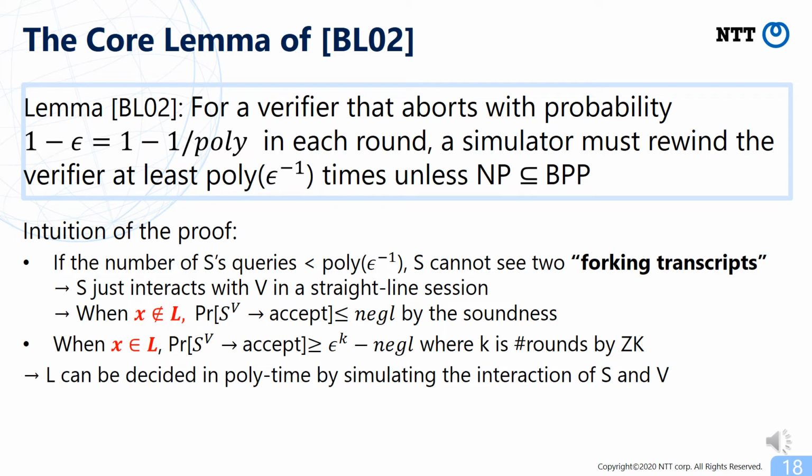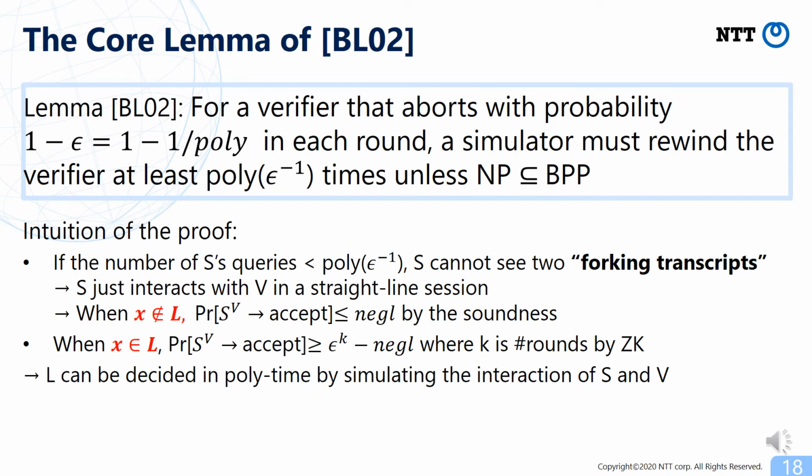On the other hand, if x is a true statement, then we can show that this probability is lower bounded by epsilon to the k minus negligible, where k is the number of rounds. This is because in the case of a yes instance, the simulator has to correctly simulate the real execution. And in the real execution, because we are considering a verifier that aborts with probability 1 minus epsilon in each round, and because we have k rounds, the probability that the verifier accepts is epsilon to the k.